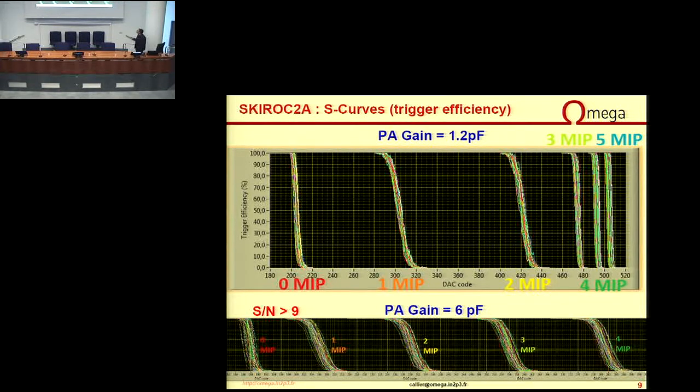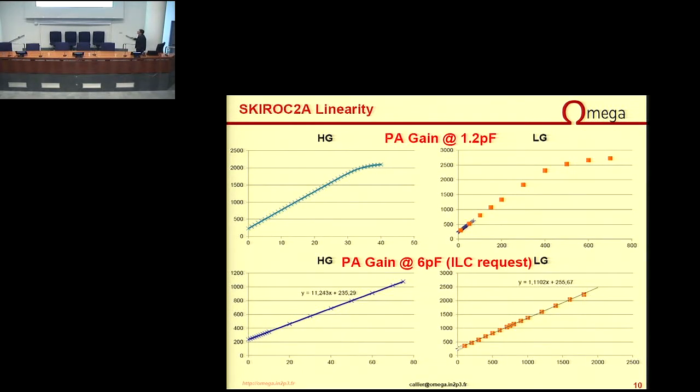So a few results. Using the nominal gain requested for the ILC, this is what we call the S-curve. This is a trigger efficiency. This means that you inject the equivalent of 1 MIP in all of the channels one by one, and here is the result. So you can see that you are able to set your threshold here, and your chip will never trigger due to the noise, but always trigger due to the MIP. So this is for another gain, which is a gain currently used in beam.